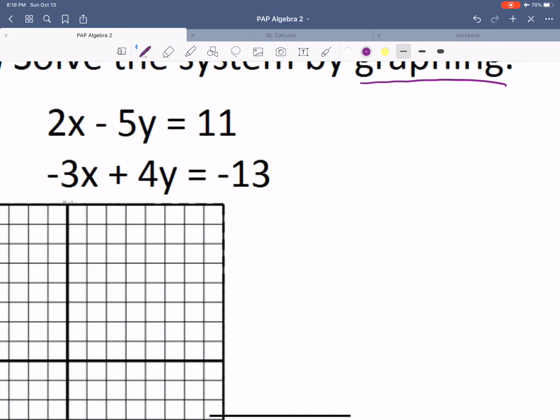What I'm going to have to do here, let me make this pen just a little bit bigger, is rewrite these in a format that's more conducive for graphing.